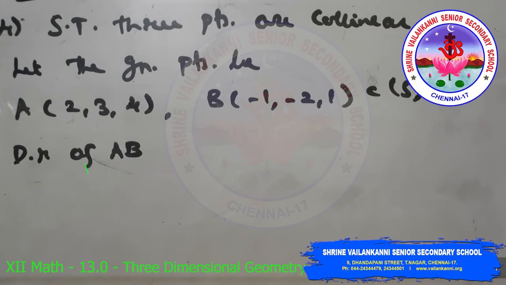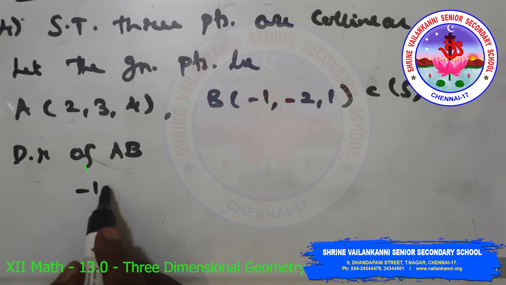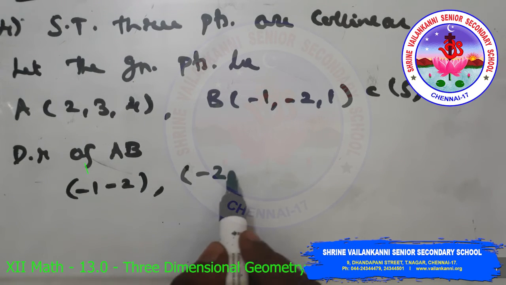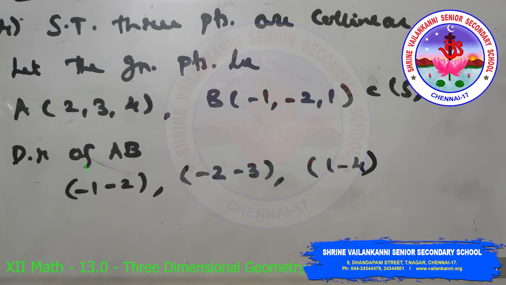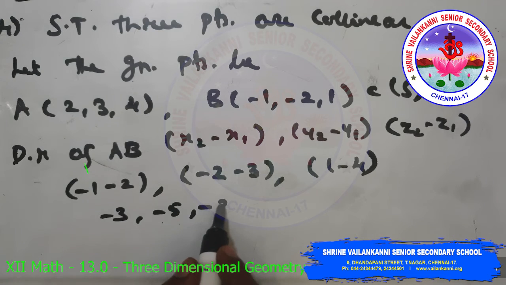So direction ratios of a line joining 2 points are x2 minus x1, y2 minus y1 and z2 minus z1. So DRs of the line segment AB are x2 minus x1, which is -1 minus 2, so -3, then y2 minus y1, which is -2 minus 3, so -5, and z2 minus z1, which is 1 minus 4, so -3.